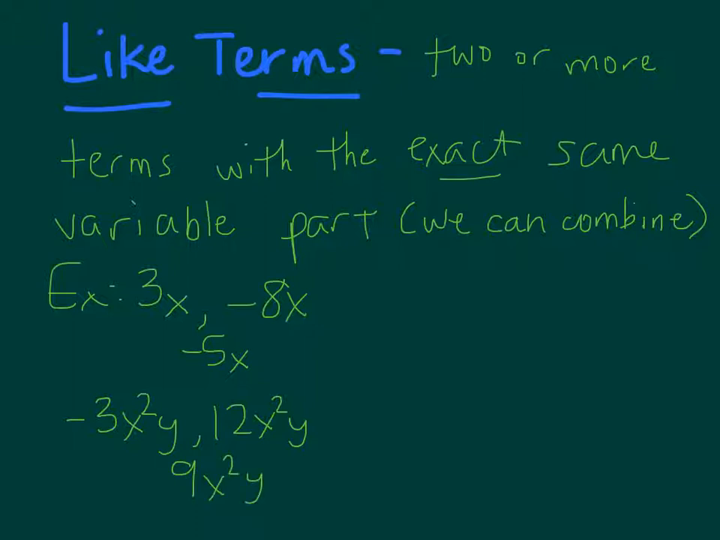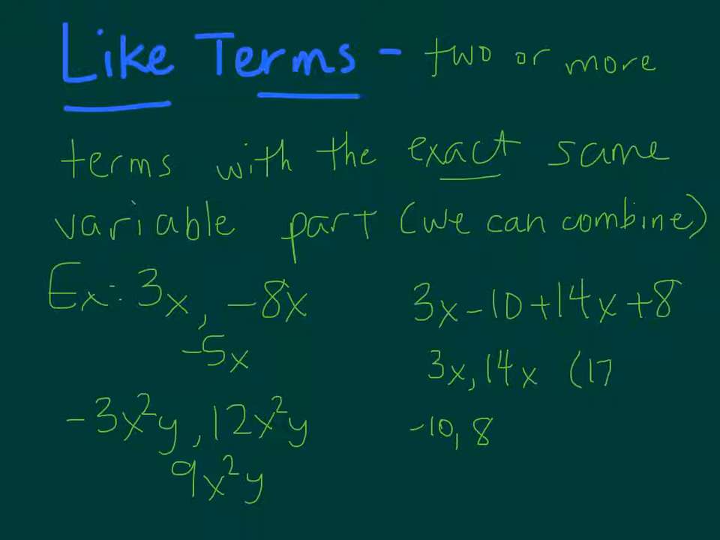Now let's look at what happens in an expression. Let's say I have 3x minus 10 plus 14x plus 8. Alright, so I look for like terms and I say, oh, the 3x and the 14x are like terms, but also my 2 constants are like terms. So the negative 10 and the 8 are also like terms. Now if I did combine them, I would get here a 17x, and here I would get negative 2.